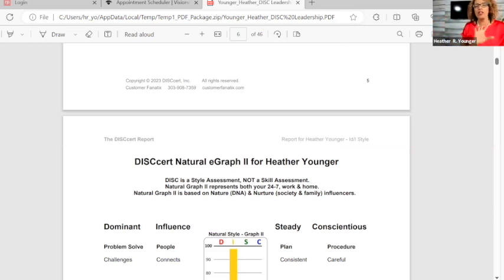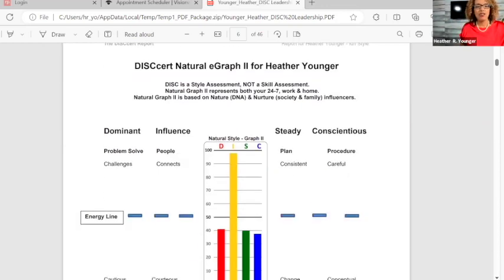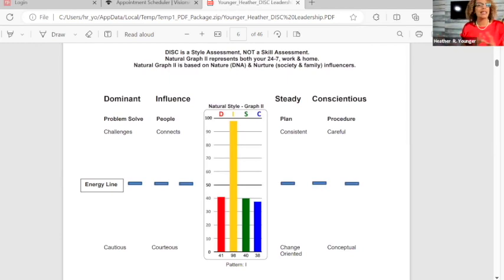So one of the things we look for in these reports are the natural graph and the adaptive graph. The natural graph is what your tendency tends to be. As you can see from here, this has been some years ago. I have taken this since then, but I am a high I, and that's something that has not changed. If you're an I, you're someone that's influential. It just means that you are sociable, you're relatable.